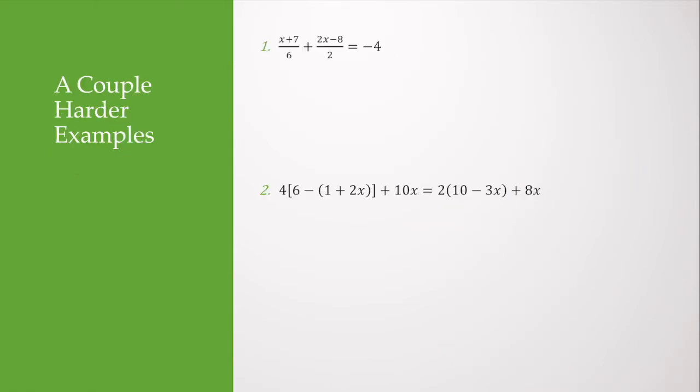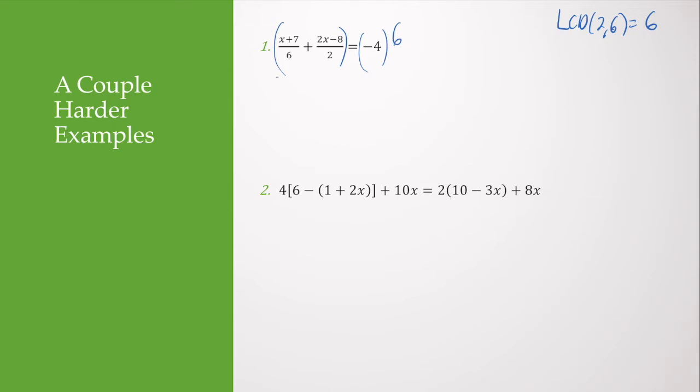So let's work through a couple harder examples. The first one involves fractions. One thing I recommend doing as opposed to attempting to add these fractions would be to get rid of the denominators. I want to find the LCD of 2 and 6, which is going to be 6. So if I multiply both sides of my equation by 6, let me show you what happens.